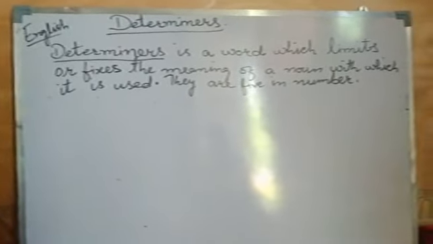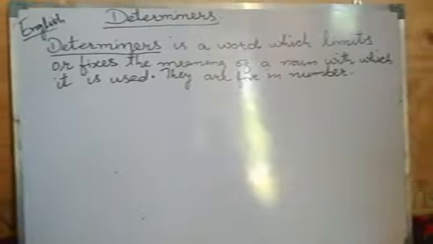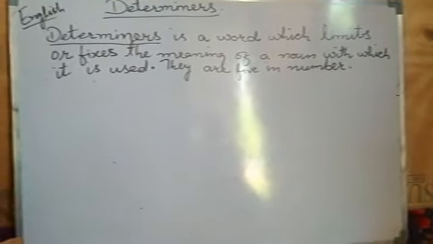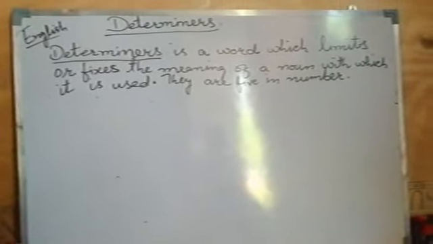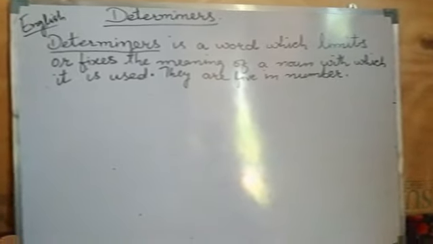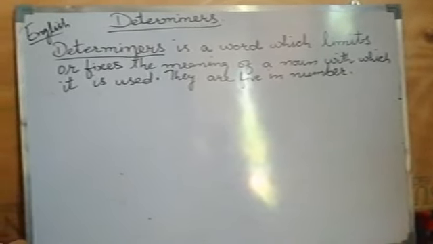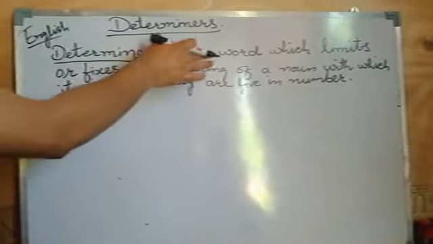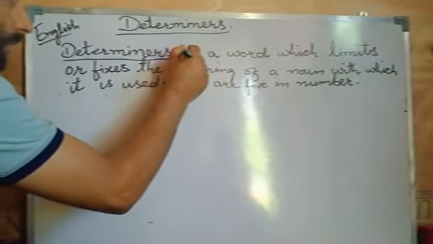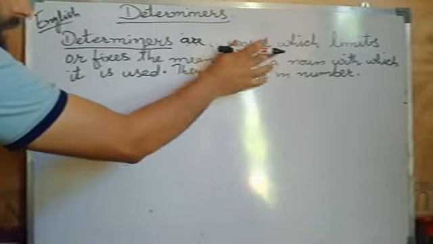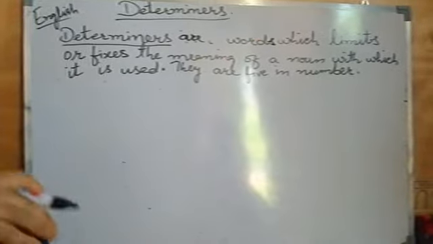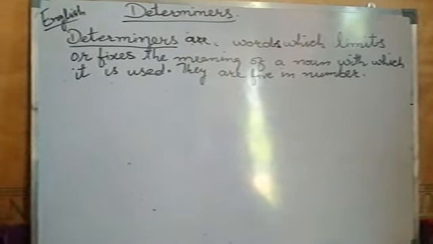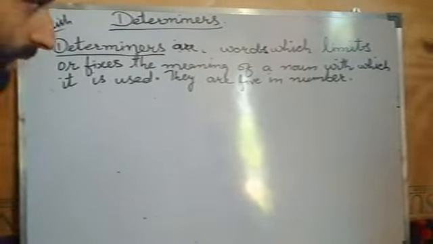Dear students, it's English class and I, Mujtaba, am going to teach you determiners. What are determiners? Determiners are words which limit or fix the meaning of a noun with which they are used. They are five in number.